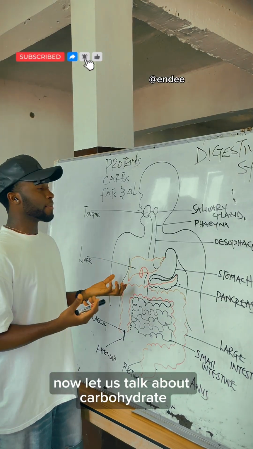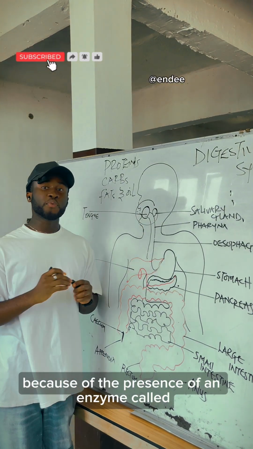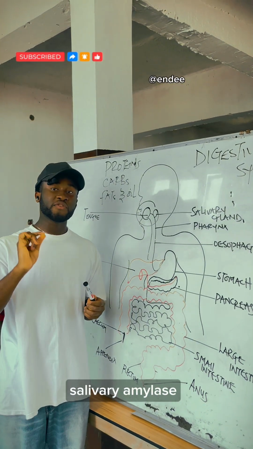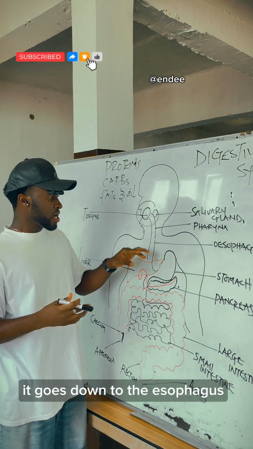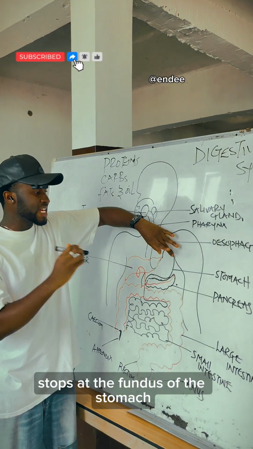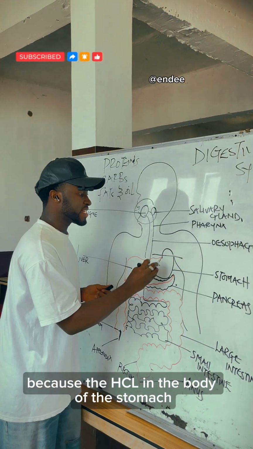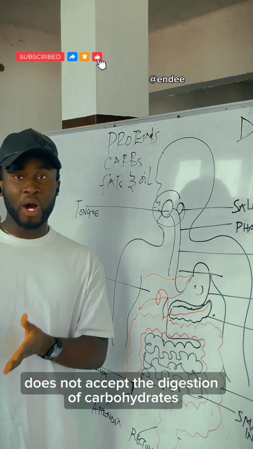Now let us talk about carbohydrate. The digestion of carbohydrate starts in the mouth because of the presence of an enzyme called salivary amylase. When it starts in the mouth, it goes down to the esophagus, stops at the fundus of the stomach. The digestion of the carbohydrate stops at the fundus of the stomach because the HCl in the body of the stomach does not accept the digestion of carbohydrate.